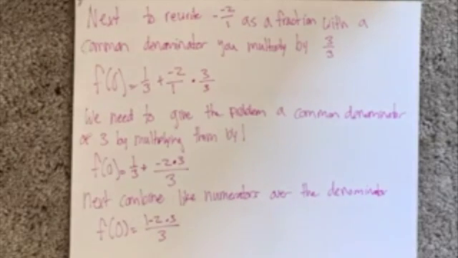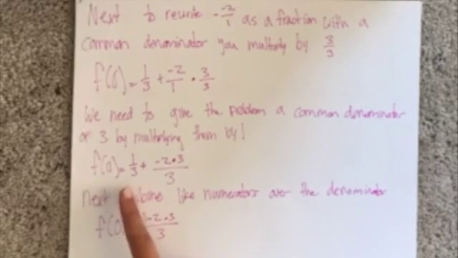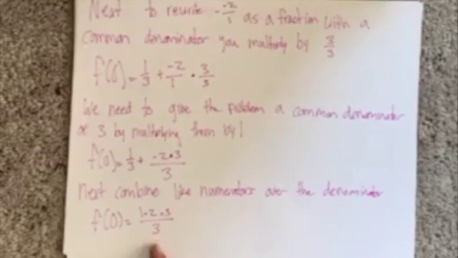Next, we need to give the problem a common denominator of 3 by multiplying by 1. So we plugged in 3/3 over here. So it would be f(0) equals 1/3 plus −2 times 3/3. Next we need to combine the like numerators over the denominators, so basically just adding them together, because those will cancel out to make just 1.